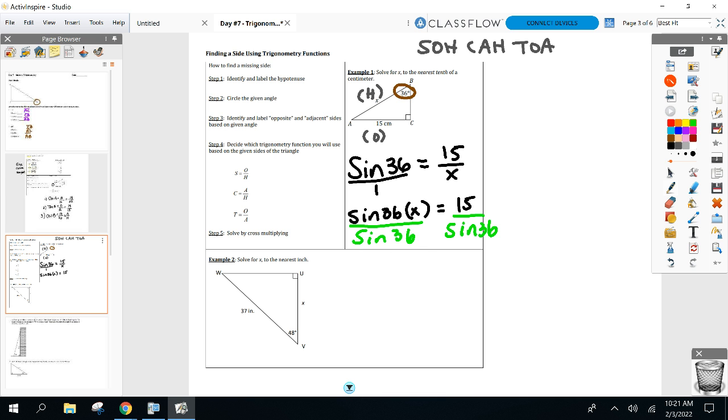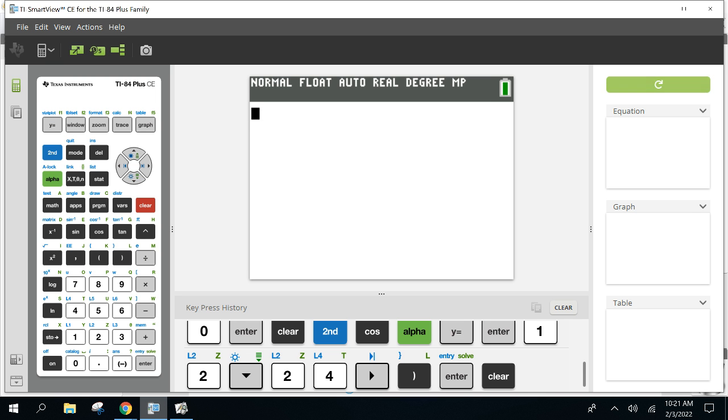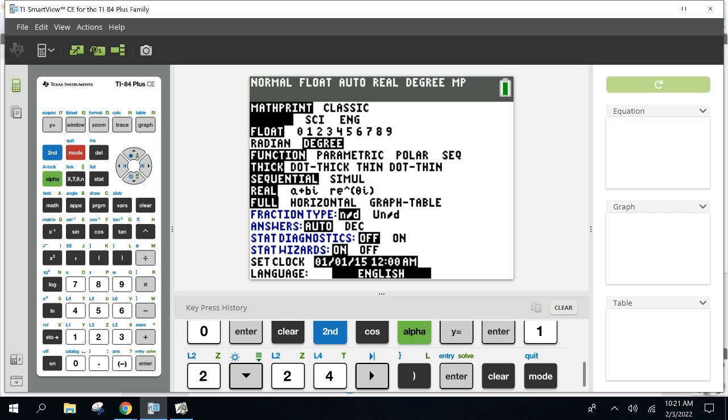And then here is where your calculator is going to take over. X equals 15 over sine of 36. Now we're going to use our calculator to answer the question. Is everyone all right to this point? First thing I need you to do before we type in anything is I need your calculator to be in the right mode. All right? Go to mode. Do you see where it says radians and degrees?